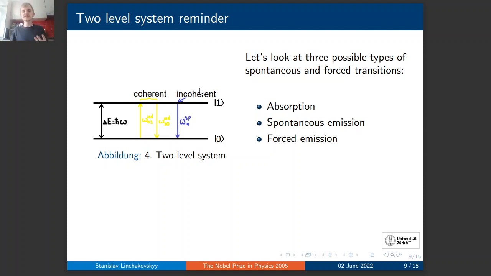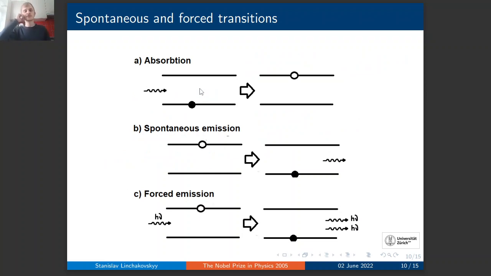So there are 3 different types of how a photon can interact, if I can say so, with the radiation. The first type of interaction is absorption. The non-excited atom interacts with a photon with energy delta E, for example. It absorbs this photon. The photon gives this atom all its energy, and it rises up to the higher energetic level.